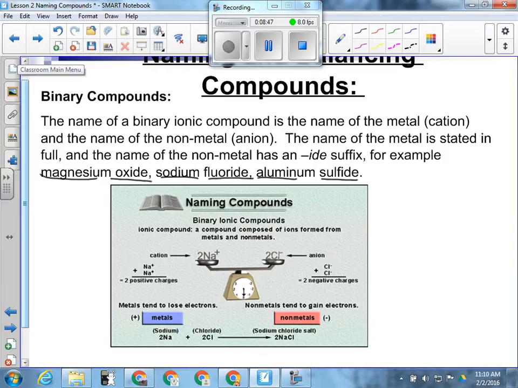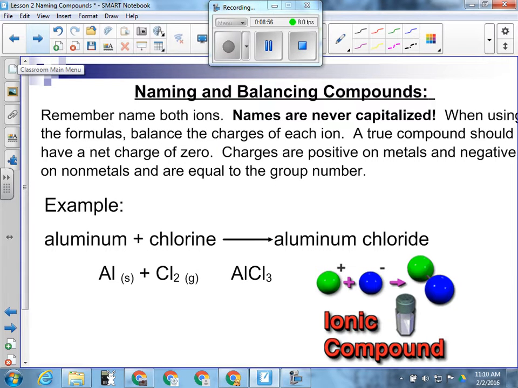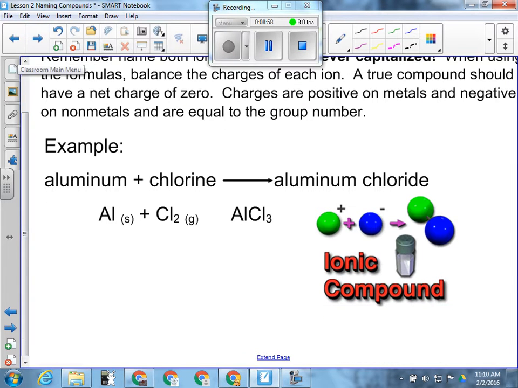Everybody okay with that? So from that, it sounds like the rules are pretty simple, right? But sometimes it's a bit misleading if we're given the formulas. So if I put aluminum and chlorine together, I get AlCl3. I still just call this aluminum chloride. Why don't I call it aluminum trichloride?